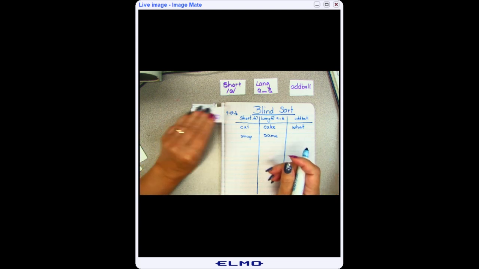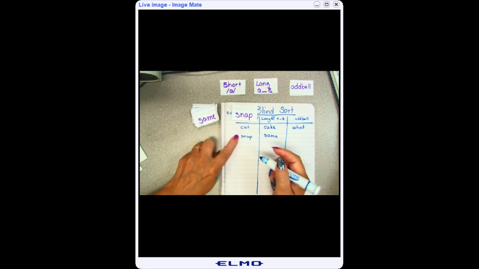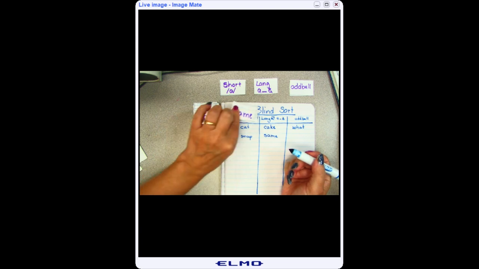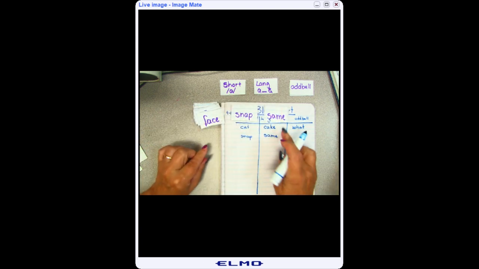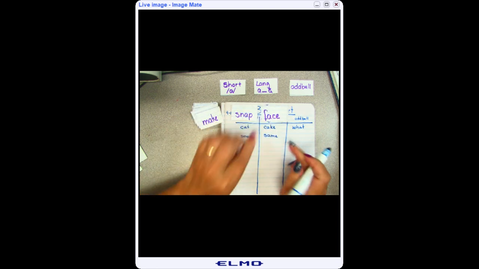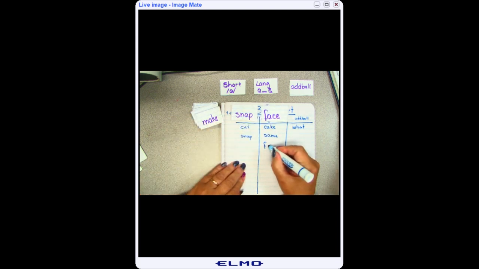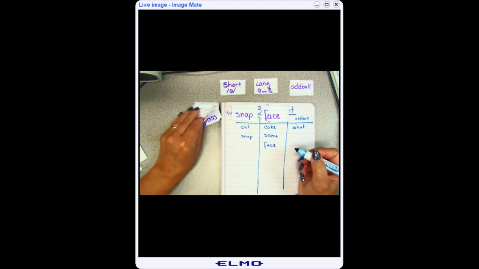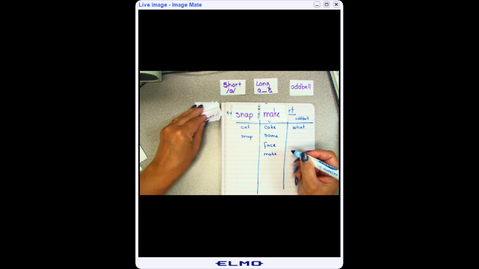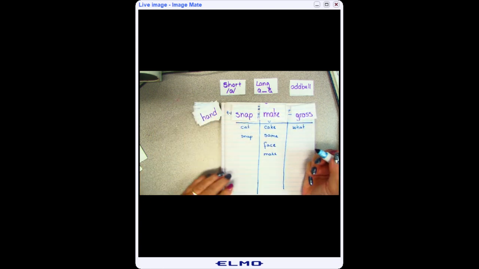Snap was a short A. So I'm going to put it up here. I already have snap, so I don't have to write it anymore. Oh, look, same was a long A. And I have it already. Then I have face is a long A. I do not have that, so I needed to write it down. And I have make. And I have gross. Gross doesn't even have an A, so I know that's one of my oddballs.